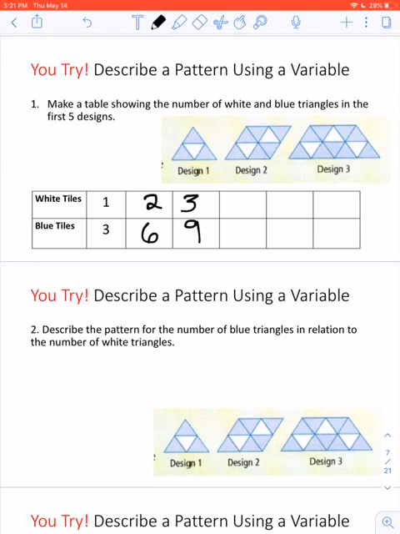Okay, I see a pattern happening here. 1, 2, 3, 3, 6, 9. So I can fill in the numbers. This is going to be a 4, a 5, and a 6. This is going up by 3s: 3, 6, 9, 12, 15, 18. All right. Now, here's that part where we have to describe the pattern, okay?